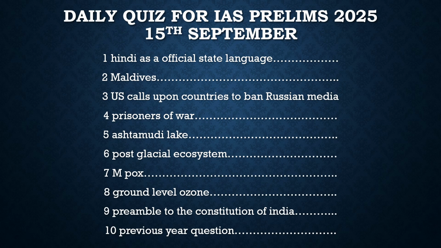After that, there was a small article about the Ashtamudi Lake in Kerala. Why was it in the news? Because the Central Pollution Control Board found that at four different sites in this lake, the water is not even good for bathing. So there is huge pollution in this lake. It was about that, and we will discuss some questions with respect to this lake also in the next slide.